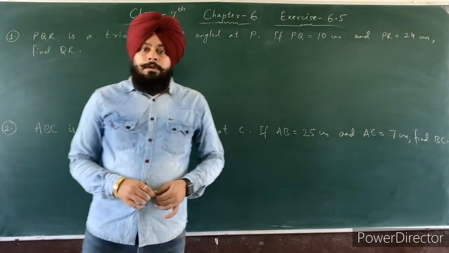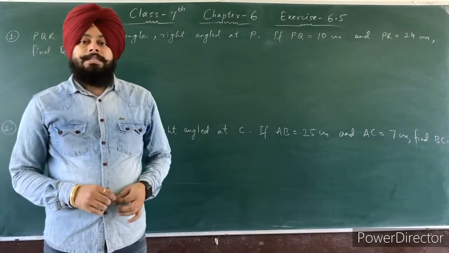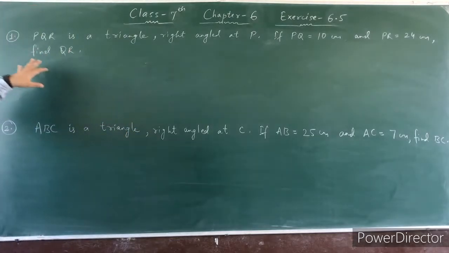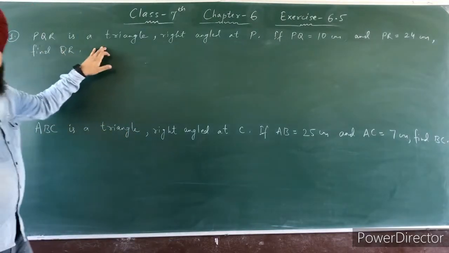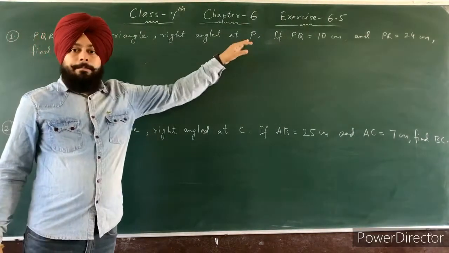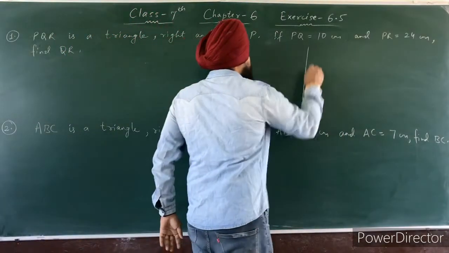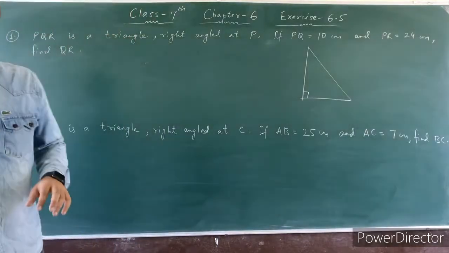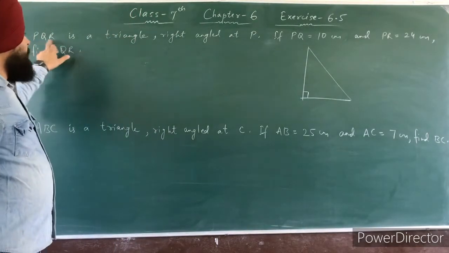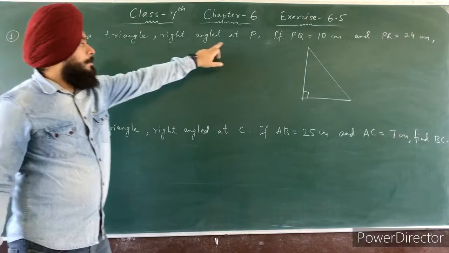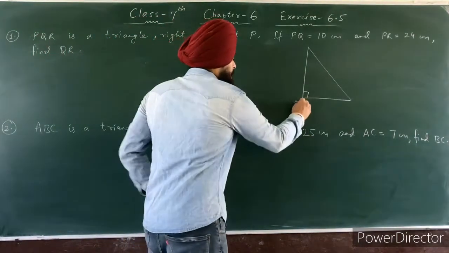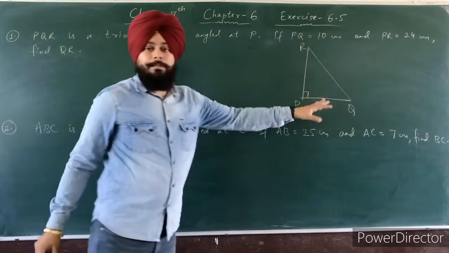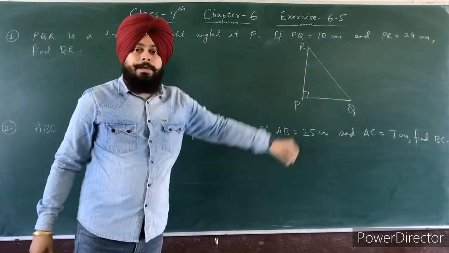Students, today we will do our last exercise of chapter number 6, triangles. The first question is: PQR is a triangle right angled at P. First we can draw a right triangle in which the measure of one angle is 90 degrees. The triangle name is PQR, and the right angle is at which point? At point P. So mark your points P, Q and R. This is your triangle PQR, with the right angle at point P.